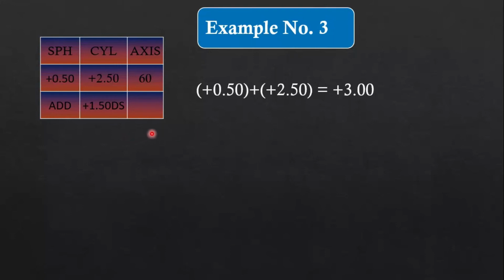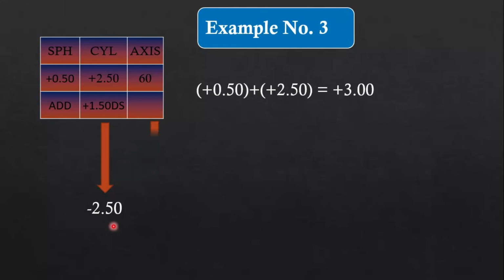For new cylindrical, we have to change the sign of cylindrical but not the value of cylindrical, and you will get the new cylindrical. Here the sign of cylindrical is plus and it will become minus, and the new cylindrical would be minus 2.50 diopter cylinder.